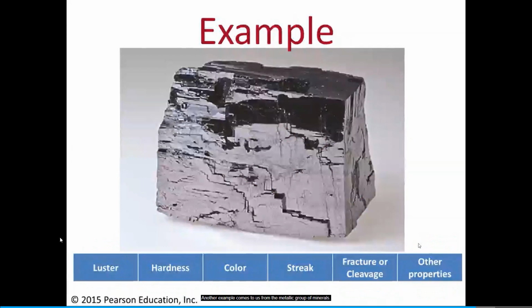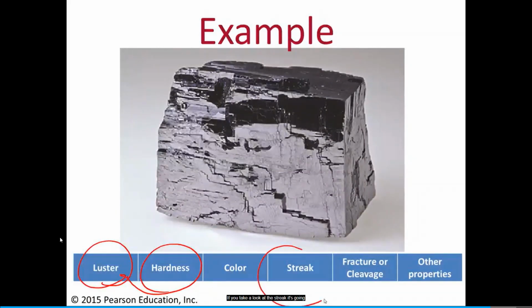Another example comes to us from the metallic group of minerals. We note that it has a metallic luster, and then we move on to assessing its hardness. It is softer than glass, so it can't scratch glass, but it's harder than a fingernail. If you drag it across the back of your manicure, you're going to scratch your fingernail, but your fingernail will not be able to scratch it.